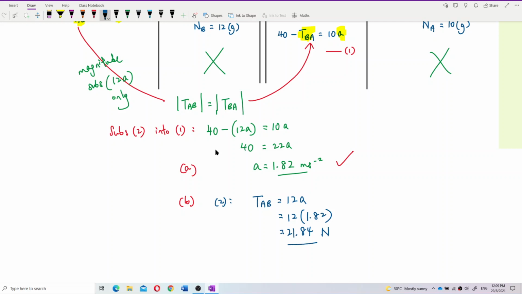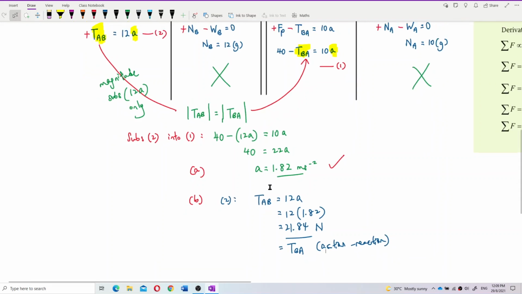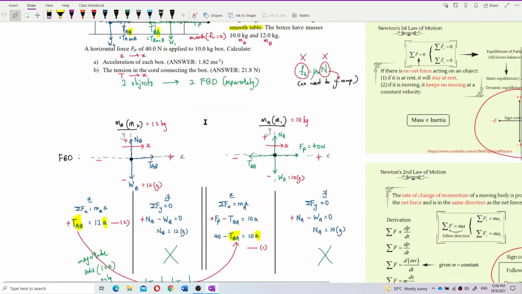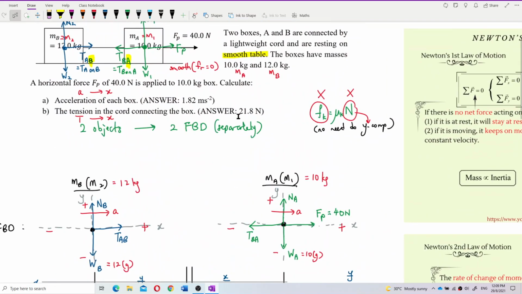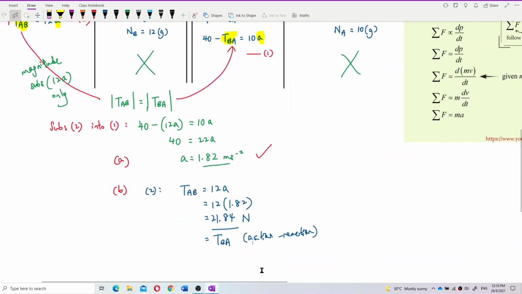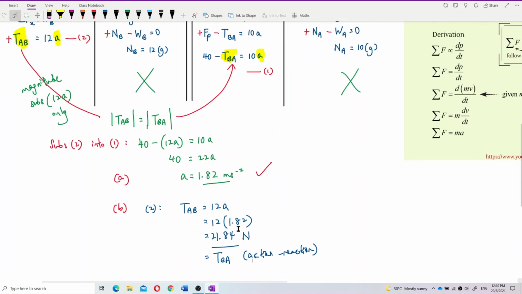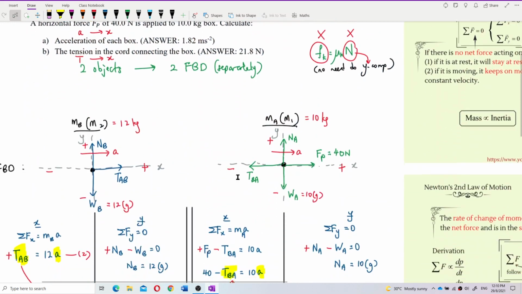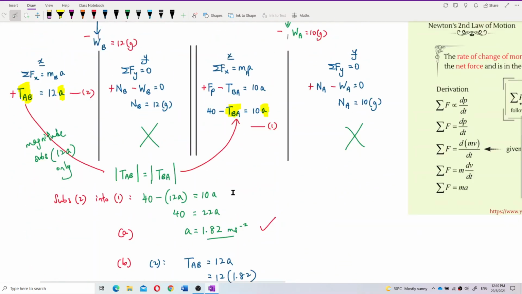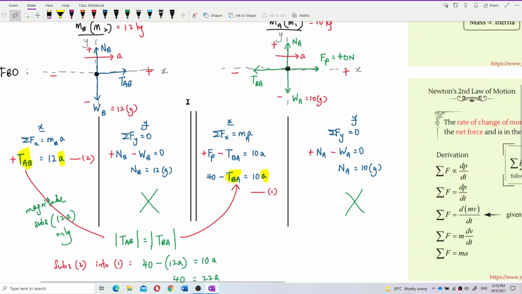21.84. This one will also be equal to TBA, because they are action reaction forces. So 21.84. Is it correct? Yes, 21.8 or 21.84, that's correct. Okay, that's the tension.